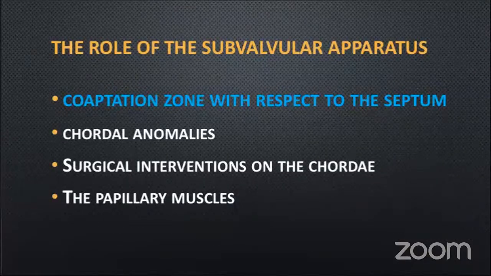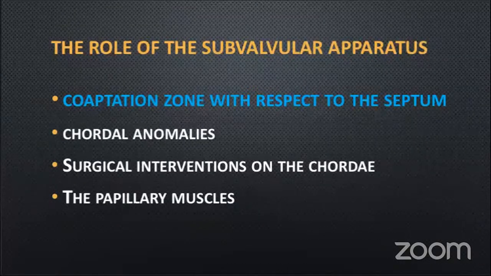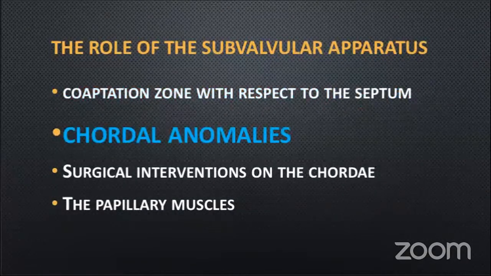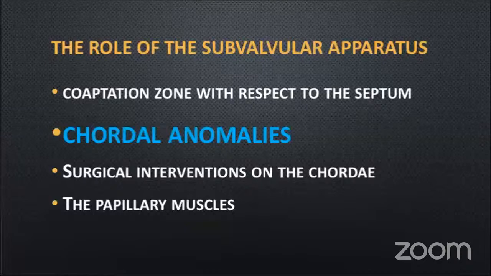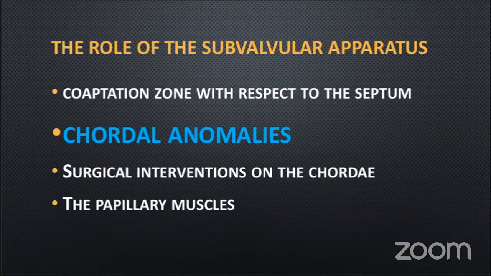The third part is the subvalvular apparatus. The first is the coaptation zone with respect to the septum. The subvalvular apparatus can alter the position of the coaptation zone, and then that can lead to SAM. The second point is the chordal anomaly, where there is growing evidence that it is associated with elongation and bulking of the chordae that can lead to SAM also.